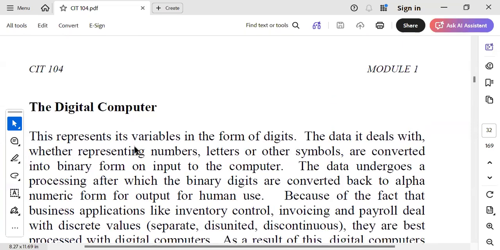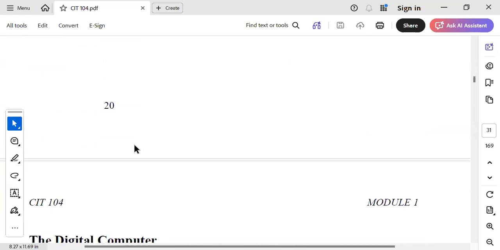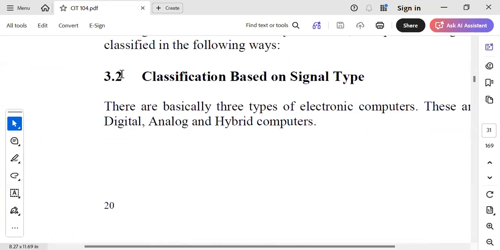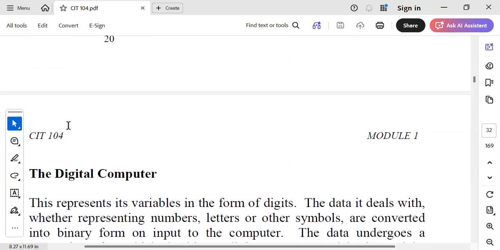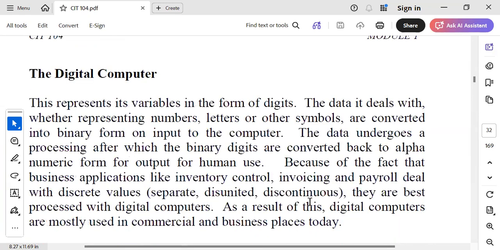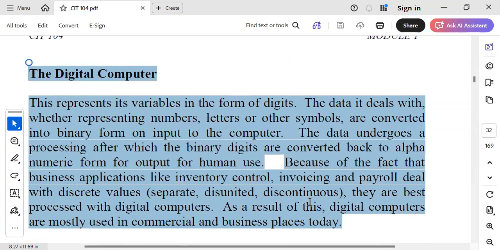Okay, don't worry. Hold on. Ignore what you've read here. This is a form of introduction to signal type. So your main work is to read the digital computer paragraph. That is the particular paragraph you are reading. So start. This is where you focus.